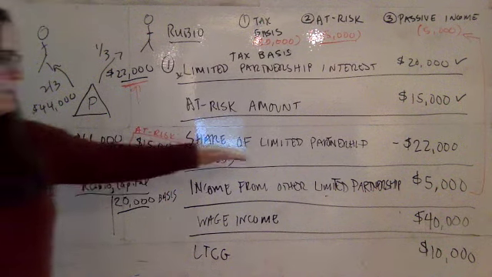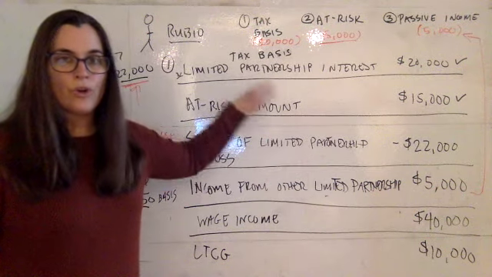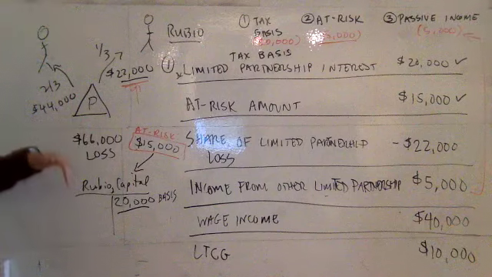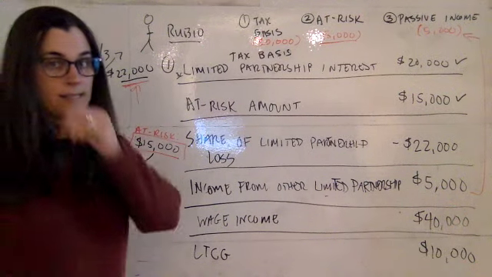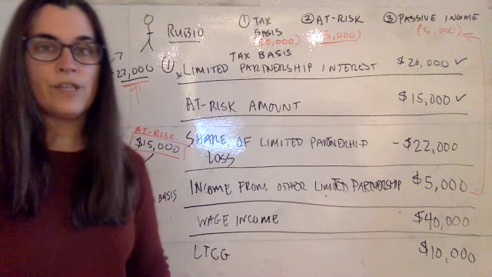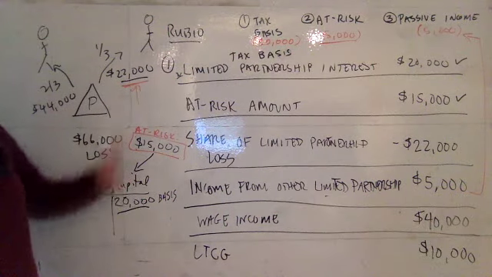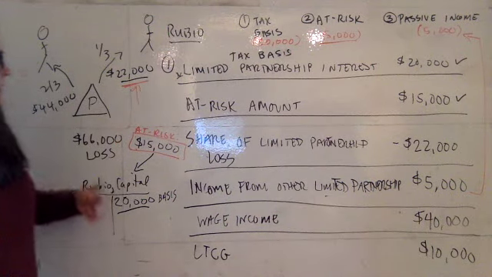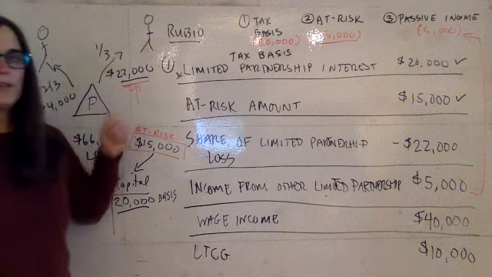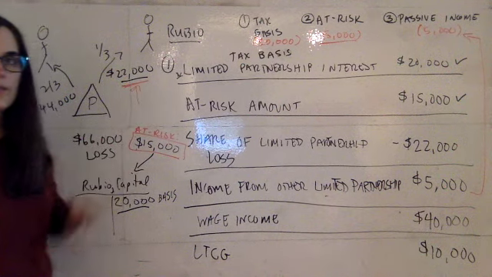Now, let's look at the loss. Okay, let's understand that, and then we'll go through the rules of the loss. So this partnership, let's say, has a $66,000 total all-in loss for the year. Let's say Rubio is a one-third partner. Because it's one-third, he gets one-third of the loss, so he gets a $22,000 loss. That's all that's saying.